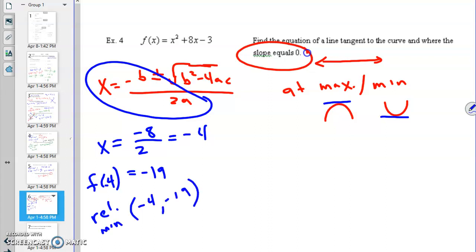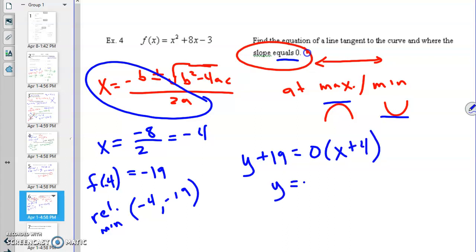Now we have the point, we have the slope. So we could write it as y plus 19 equals 0 times (x plus 4). Well, 0 times anything is 0. You could just say what the y value is: negative 19. That's the horizontal line. So that's a different type of finding an equation, working backwards a little bit. It's going to be very valuable when we do our next two things on the first derivative and the second derivative. All right, well done, folks.